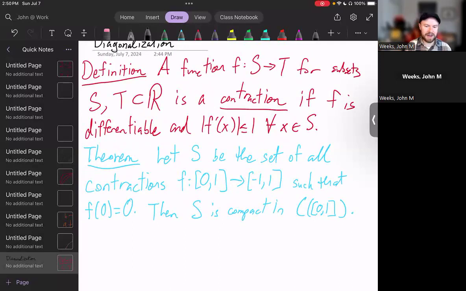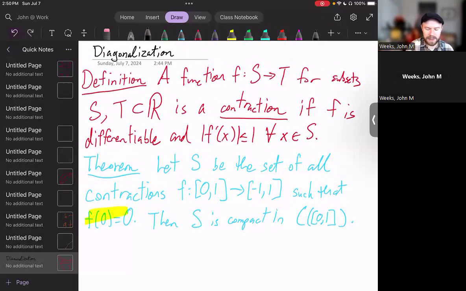Let S be the set of all contractions starting with the set 0 to 1. Now, I went ahead and highlighted what this codomain is going to be, but actually this is automatic. If you have a contraction going from 0 to 1, and you know that your function value starts at 0, then the only way that you can get a y value out of a function is if that y value is somewhere in between -1 and 1.